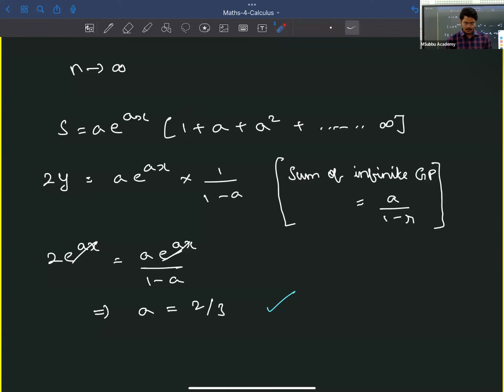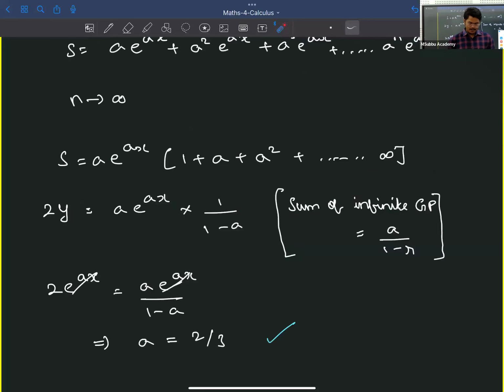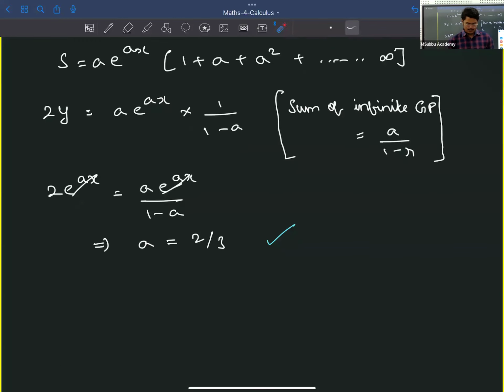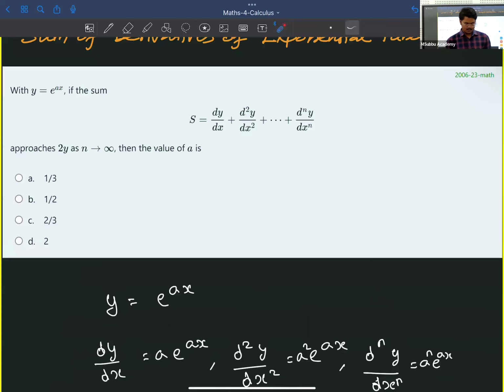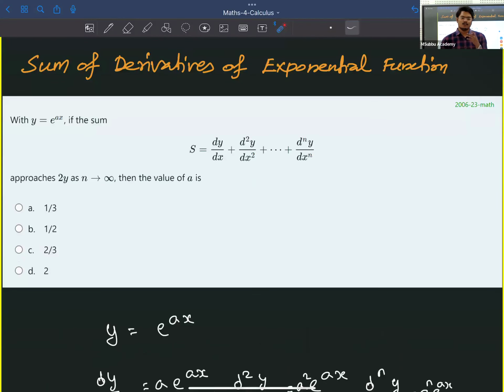So directly 2y is equal to a into e power ax into 1 by 1 minus a. Okay, so when you do that, y is e power ax, so e power ax on both sides gets cancelled. Then from this, find a. When we find a, we get 2 by 3. So this is the option. Okay, is that clear? If you have any doubts, you can just ask me.